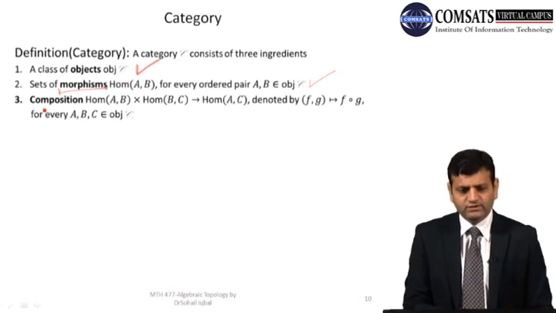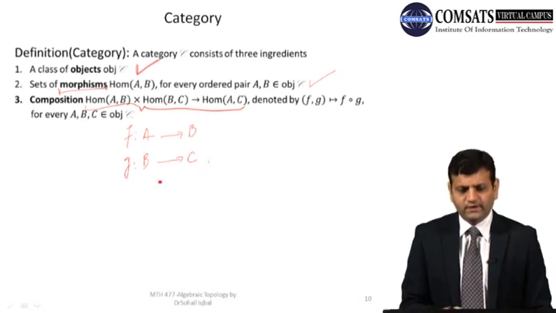And the third essential part of the definition of a category is that we should have a rule of composing two functions. Basically, there should be a function from Hom(A,B) cross Hom(B,C) to Hom(A,C). So if I have a function f from A to B, and a function g from B to C, then there should be a rule defining f composition g, which is a function from A to C. This rule is the third essential component of the definition of a category.